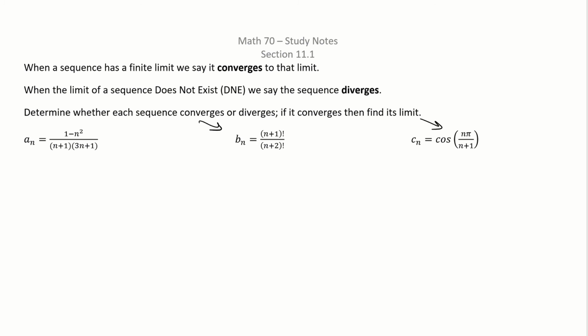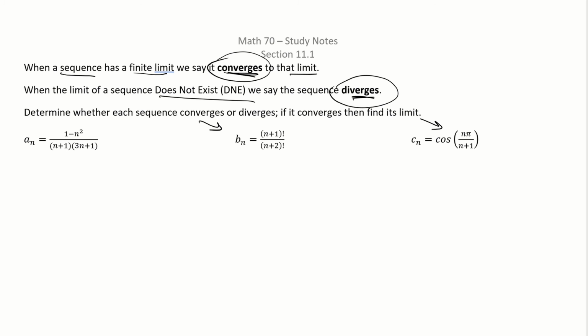The first one, let's take a look at this guy. It says, in language: when a sequence has a finite limit, we say it converges to that limit. The words converge and diverge are going to be big to you guys. When the limit does not exist for a sequence, we say the sequence diverges, okay?